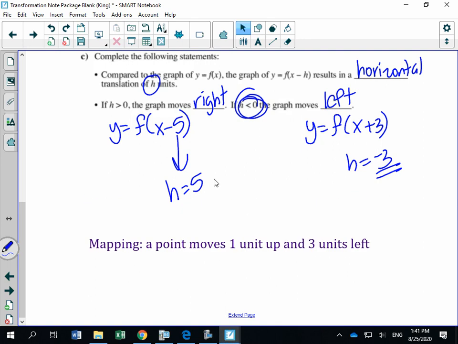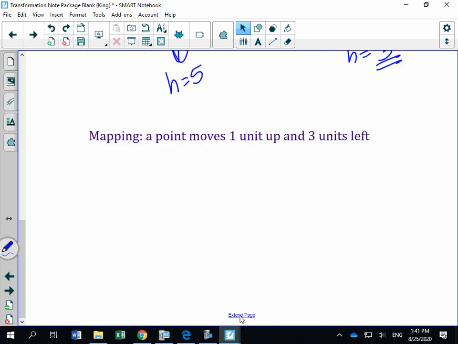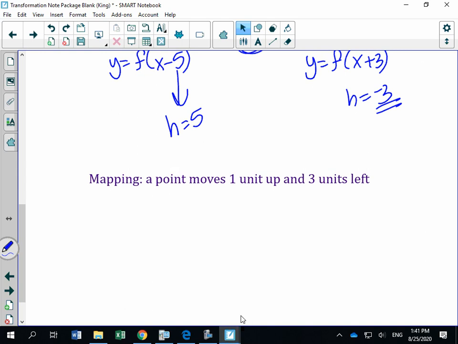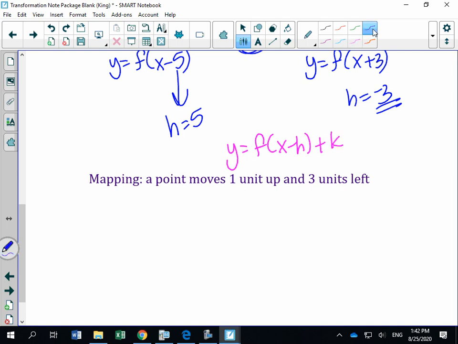So what we're going to be doing when we move points is what's called mapping our points. I'm going to give you a point and then we're going to map it to a different location. So if I say a point moves 1 unit up and 3 units left, you have to be able to say to yourself, okay, what I've taught you so far is y is equal to f of x minus h plus k. And you know that this is your horizontal translation and this is your vertical translation, right? This is what we've done.